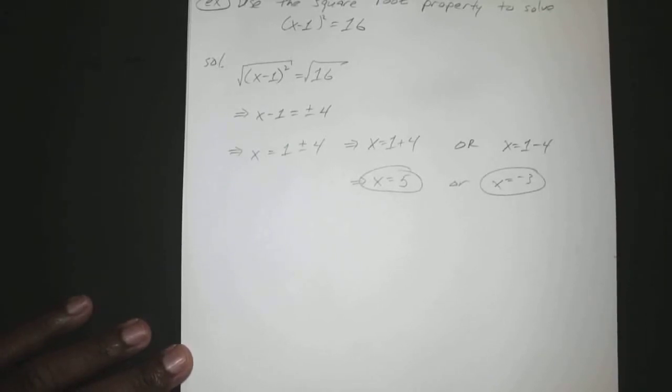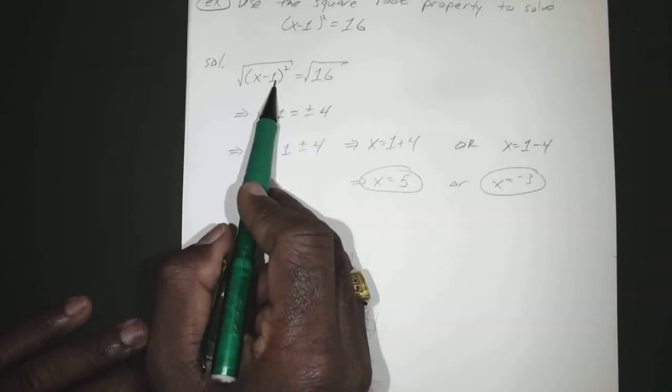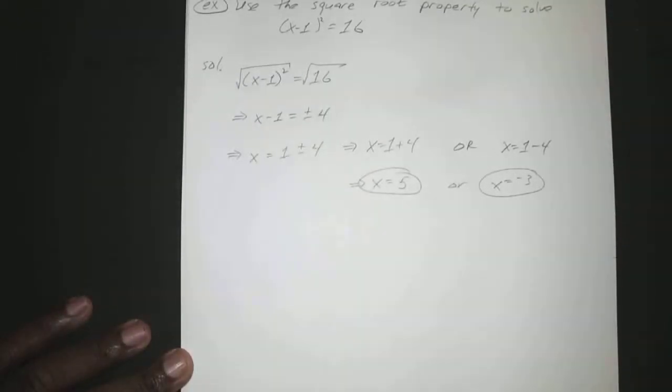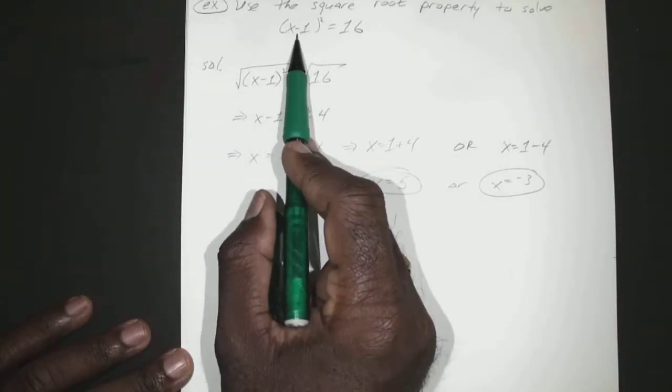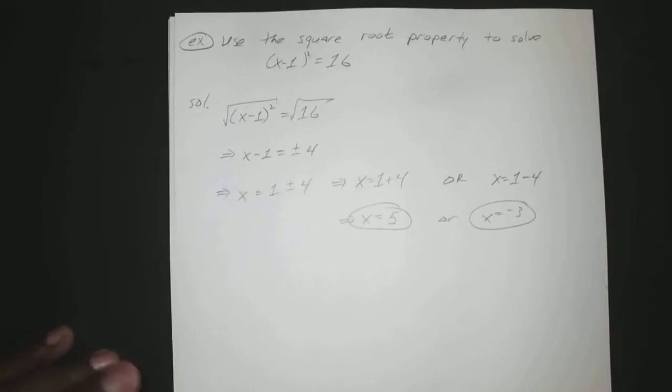If you plug them both into your original equation, you see they both are true. If you plug in 5, 5 minus 1 is 4, and 4 squared is 16. Plug in negative 3: negative 3 minus 1 is negative 4, and negative 4 squared is 16. So they both work out. All right, so any questions on this one?